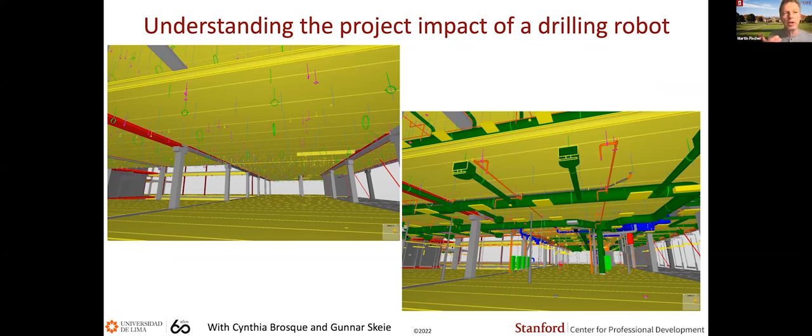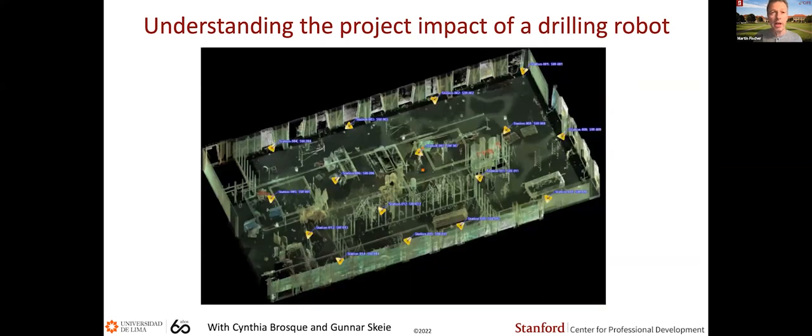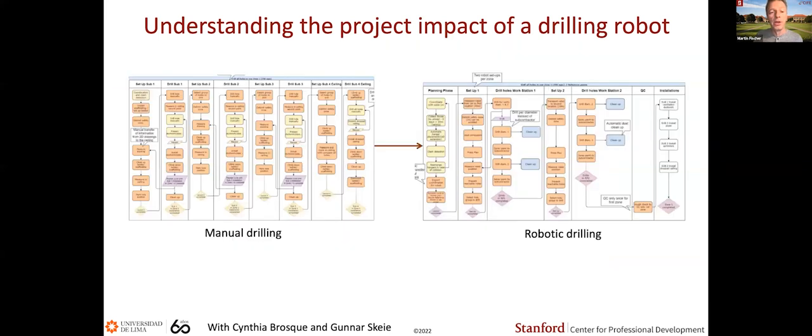So one thing that needed to be changed in their existing process was that they needed to model the hangers in the BIM, because that's the information that the robot needed, which they hadn't done before. And they also needed to scan the as-built conditions to have the exact information for the robot. They also needed to rethink the workflow from manual drilling, where every subcontractor drills their own hole, to robot drilling, where the robot drills the holes for every subcontractor.